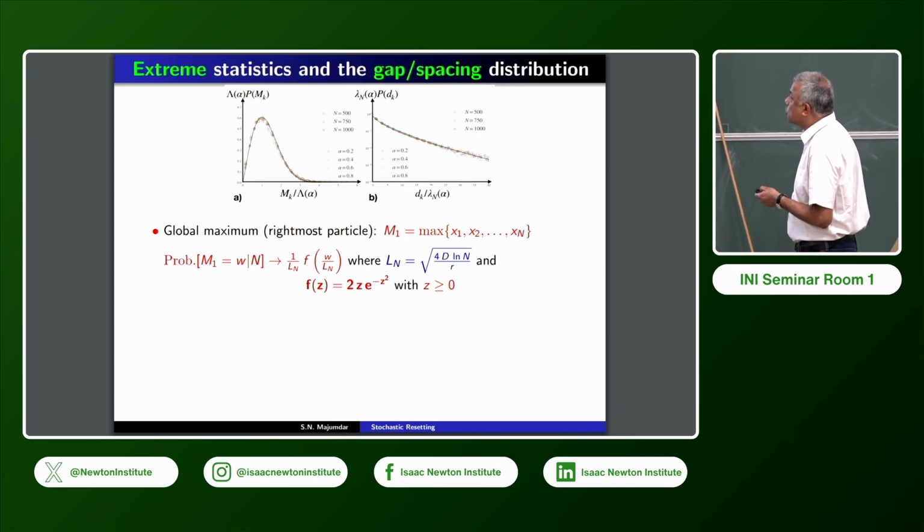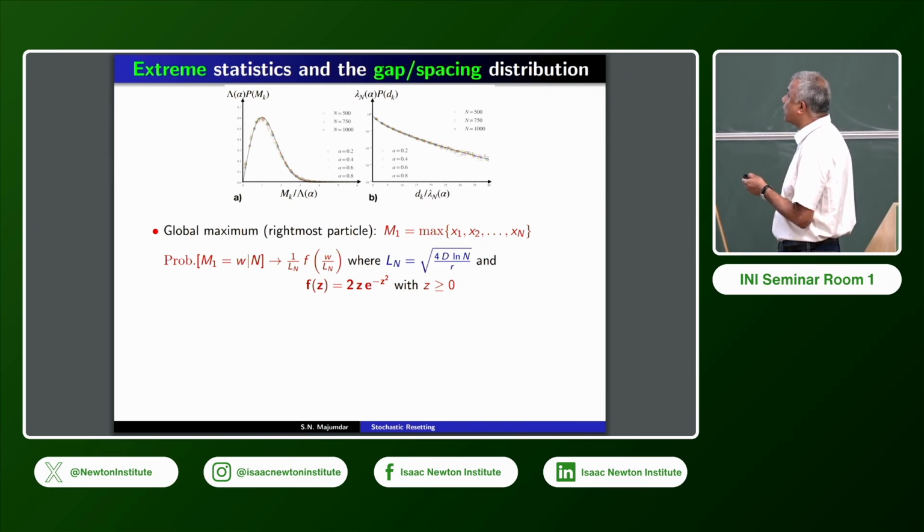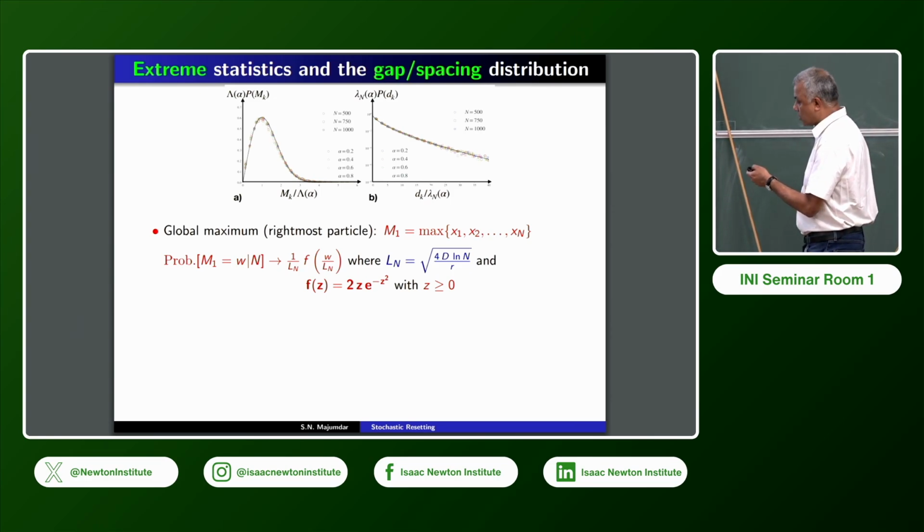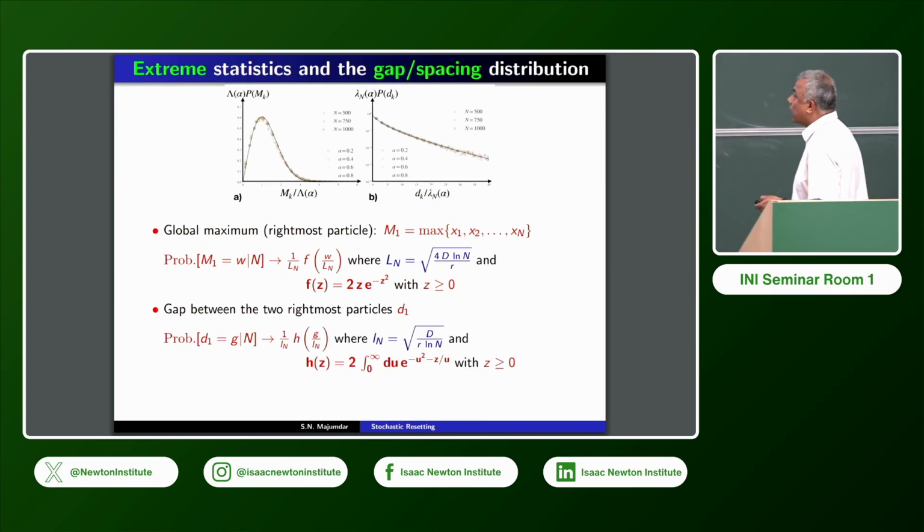If I look at the distribution of the position of the rightmost particle, the maximum, the probability that the maximum equals W, this is the PDF basically. It has a scaling form, a function of W over ln, where ln, as I said, scales like square root of log n. If you scale it, the scaling function is actually very simple: 2z e to the power minus z squared. It's like a Wigner function, if you like. But this is for the maximum itself, not for the spacing. It goes to 0 as z goes to 0, and it has a Gaussian decay for large z. And this is numerical simulation compared with the analytical prediction. You can also compute, for example, the gap between the two rightmost particles here.